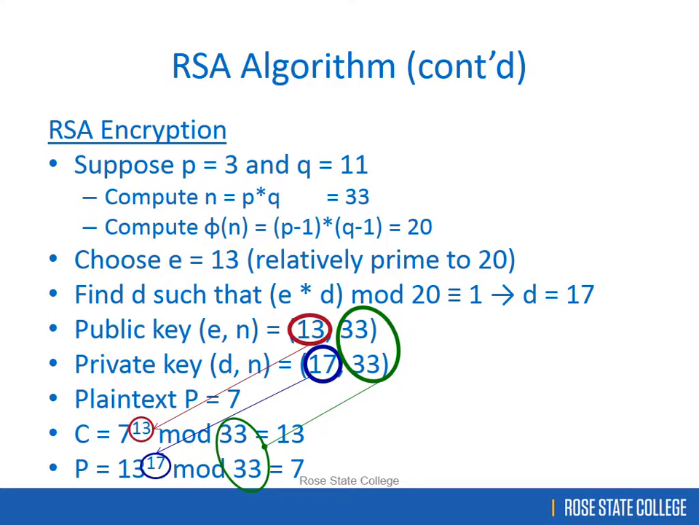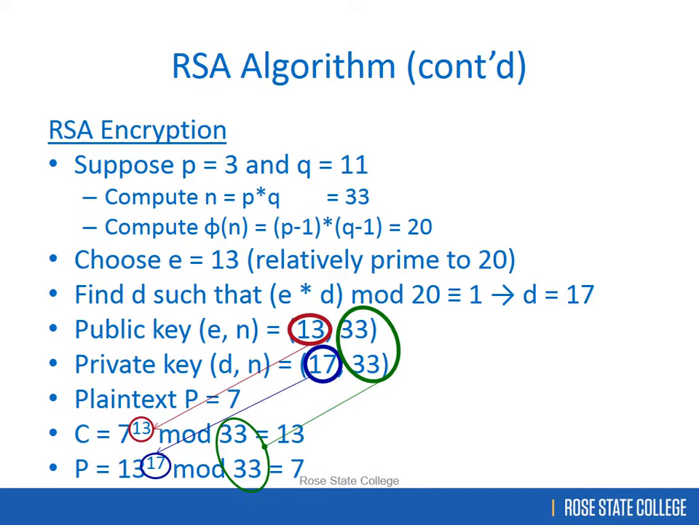So our public key will be e and n, and our private key will be d and n. If I give you 7, you go 7 to the e, mod 33, which gives us 13. Then 13 raised to the d, mod 33, gives us 7. That's all there is. That's all the math. Very, very simple. I haven't told you how to get d yet. It's going to look very familiar.